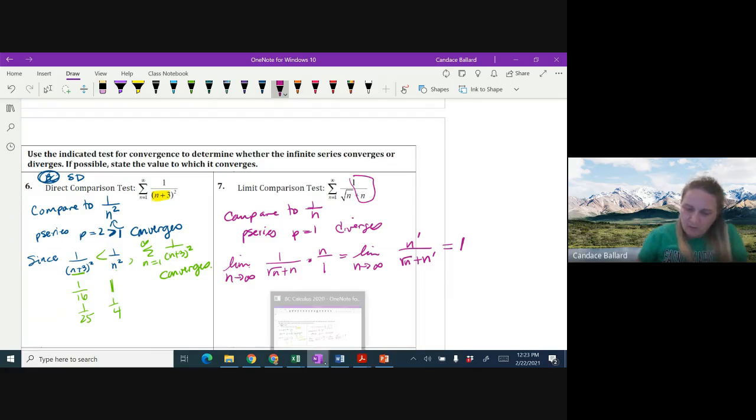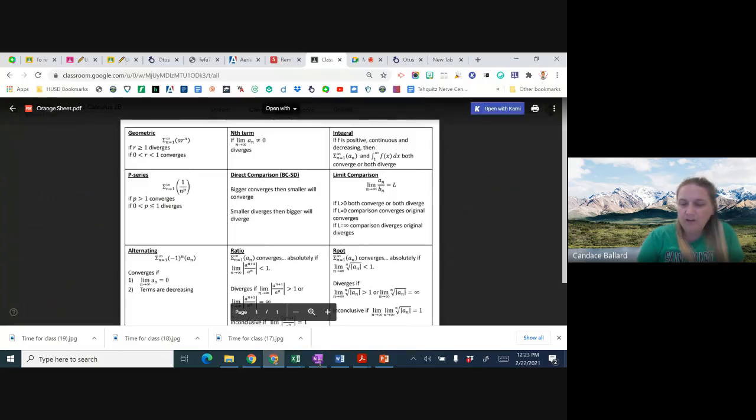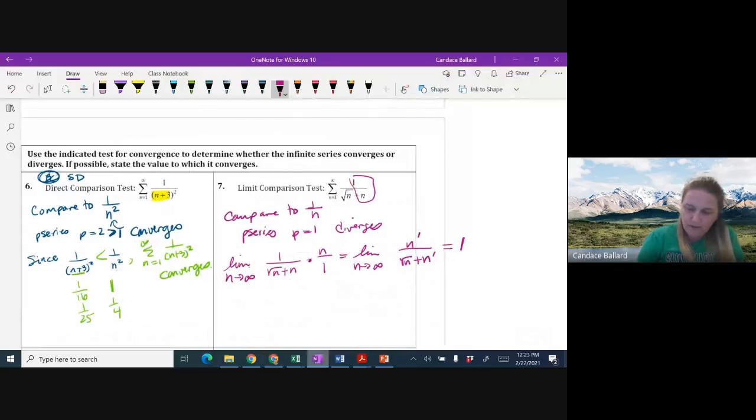All right, so let's go back to our limit comparison test. I'm going to go back to my orange sheet, right? If the limit is greater than 0, they either both converge or both diverge. If it's equal to 0, the original converges. So we're in scenario 1. Our limit is bigger than 0. Therefore, since my comparison diverges, they'll both diverge. And I know we were probably a little fancier when we wrote our notes, but this will be sufficient for the test.